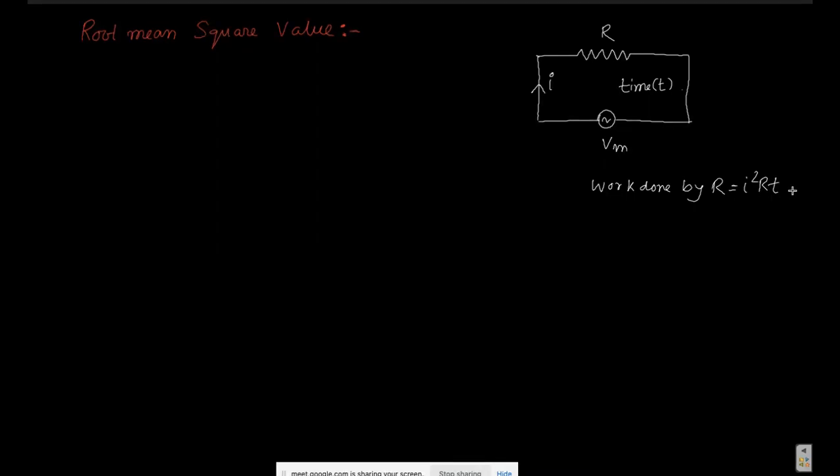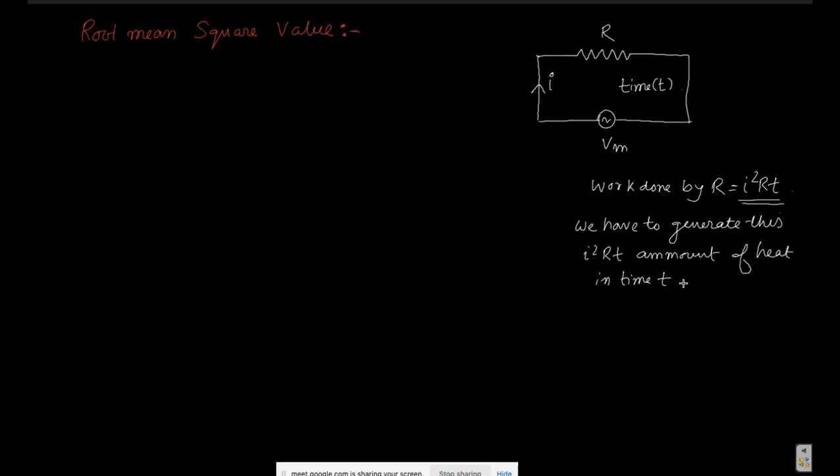I square RT. Now you have to generate this same amount of heat, this I square RT amount of heat, in the same time T, in the same resistance R.